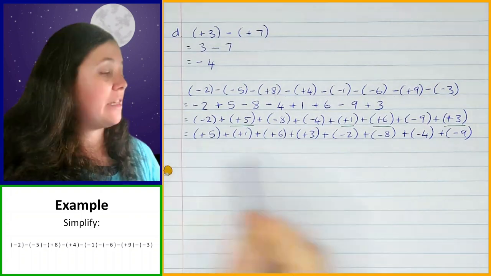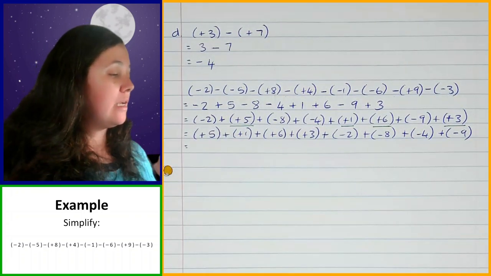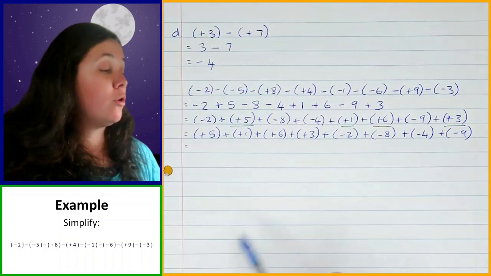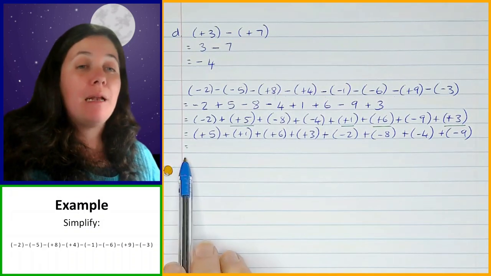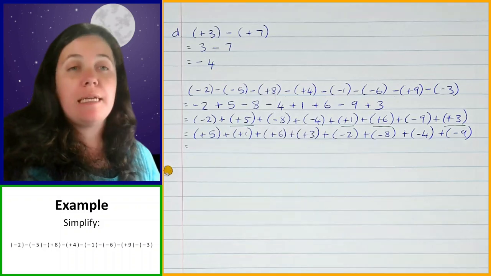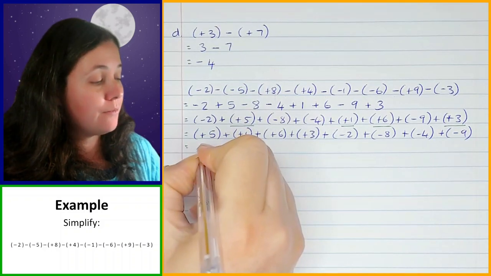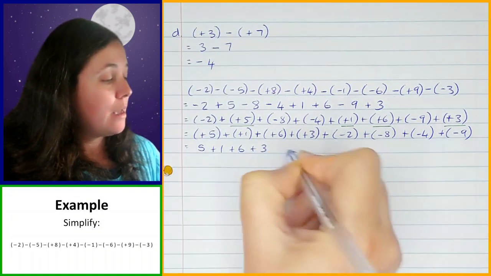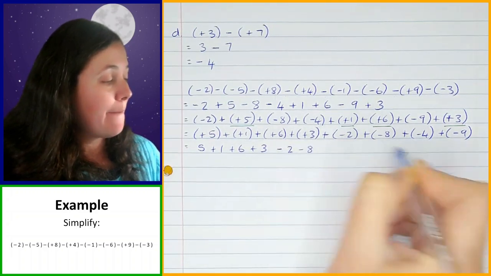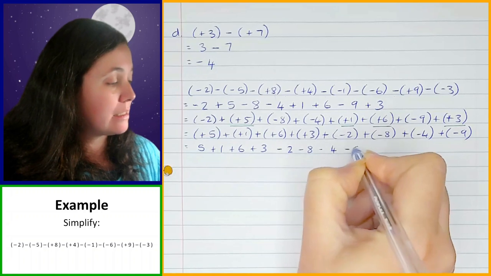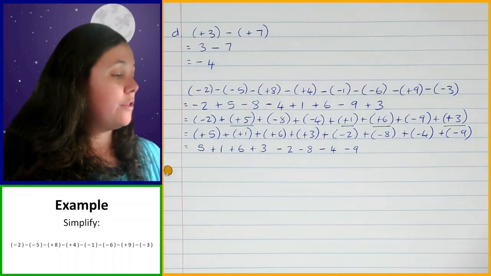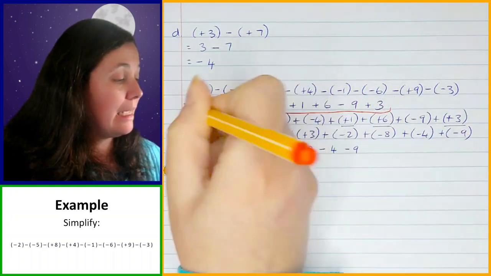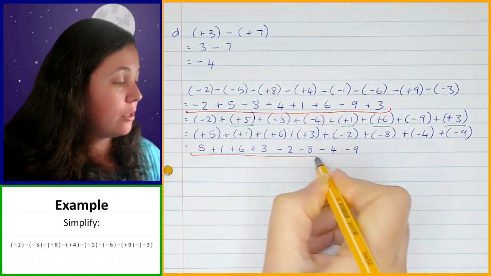Okay, so now that I've done that, I can go and simplify all of my positives, or what I'm actually going to do is I'm going to drop all of those brackets. I'm not going to simplify the positives yet. So over here, remember when we have pluses in front of our brackets, the signs inside the brackets are all just going to stay as they are. So this is actually the same as just 5 plus 1 plus 6 plus 3 and then minus 2, minus 8, minus 4, and minus 9. So basically, this line over here has exactly the same meaning as this line over here.